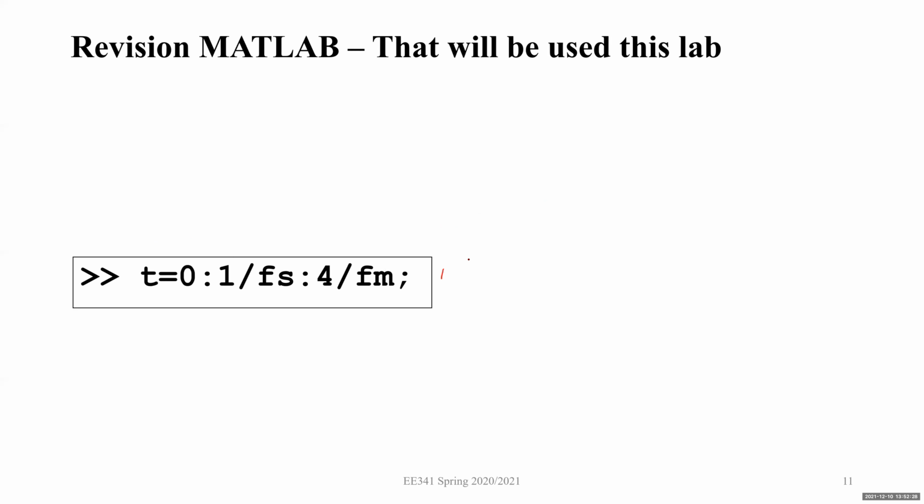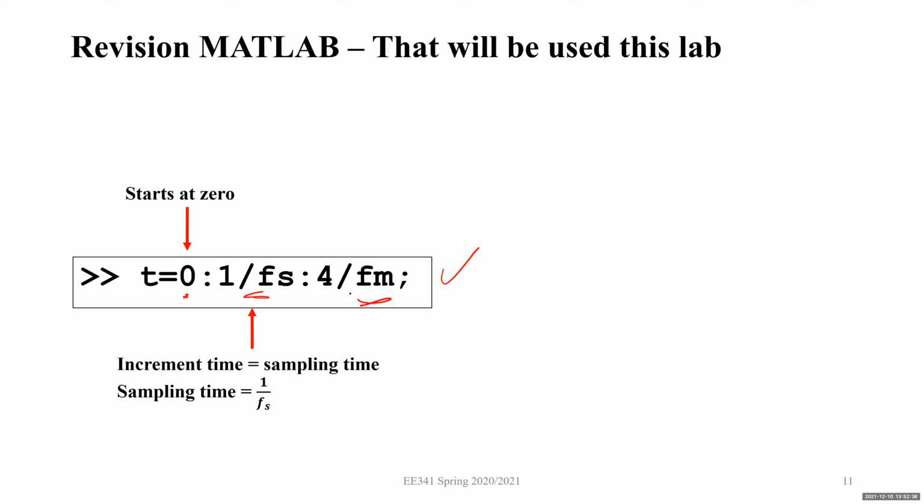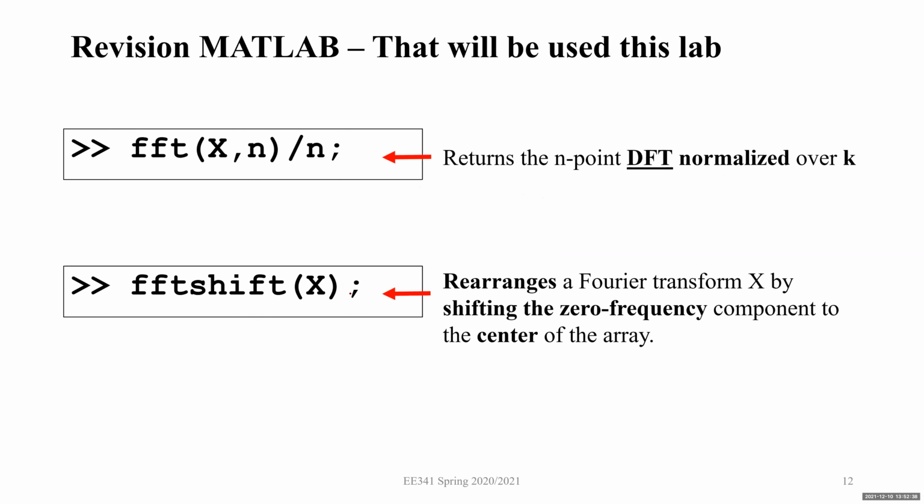Then this is the time scale. You are already familiar with this. This is 0, this is the increment. Then this is the number of cycles per the message frequency. So this will be the same everywhere. Then FFT, same thing: x[n] divided by N, where N is equal to the length of the signal, in this case my received signal.